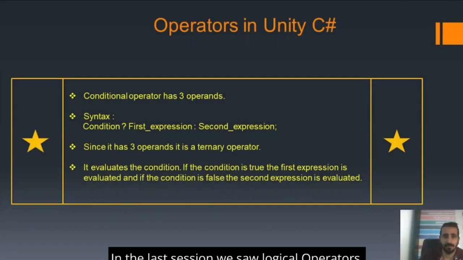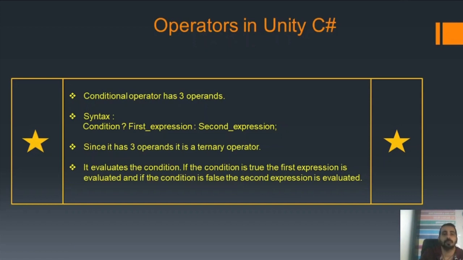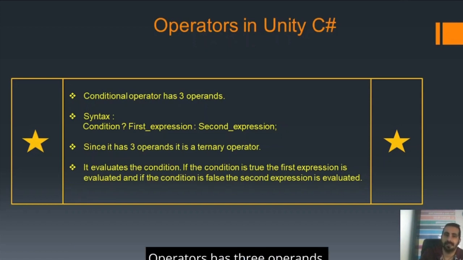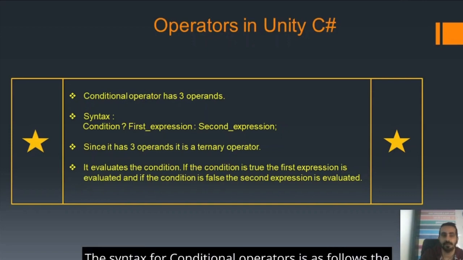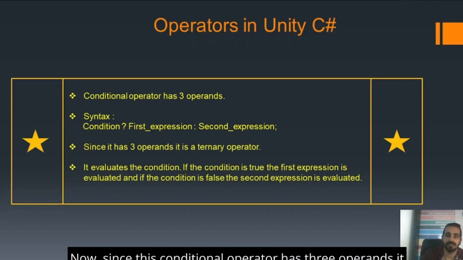In the last session, we saw logical operators. In this session, we are going to learn about conditional operators. What are conditional operators? Conditional operators have three operands. The syntax for conditional operators is as follows. First will be your condition, then there is the first expression, and then comes a second expression. Now, since this conditional operator has three operands, it is also called a ternary operator.